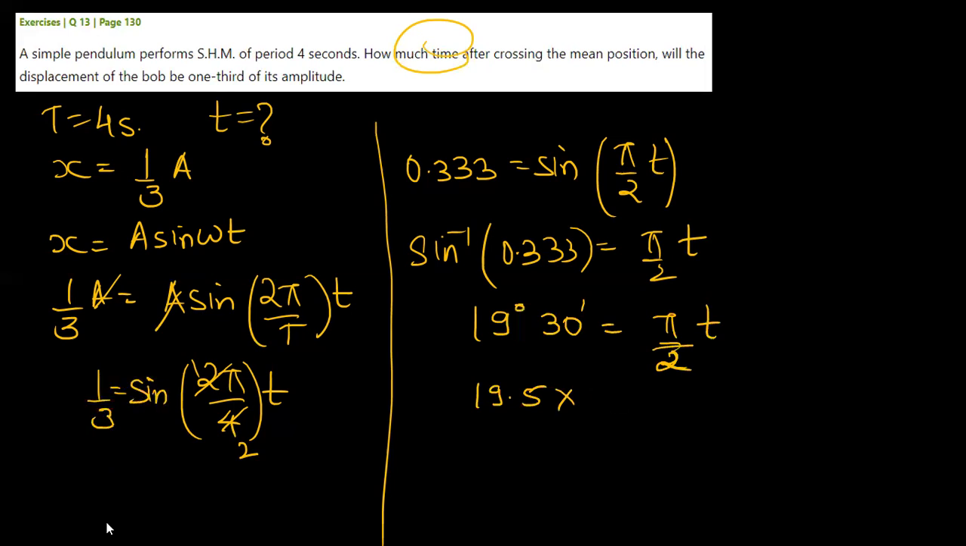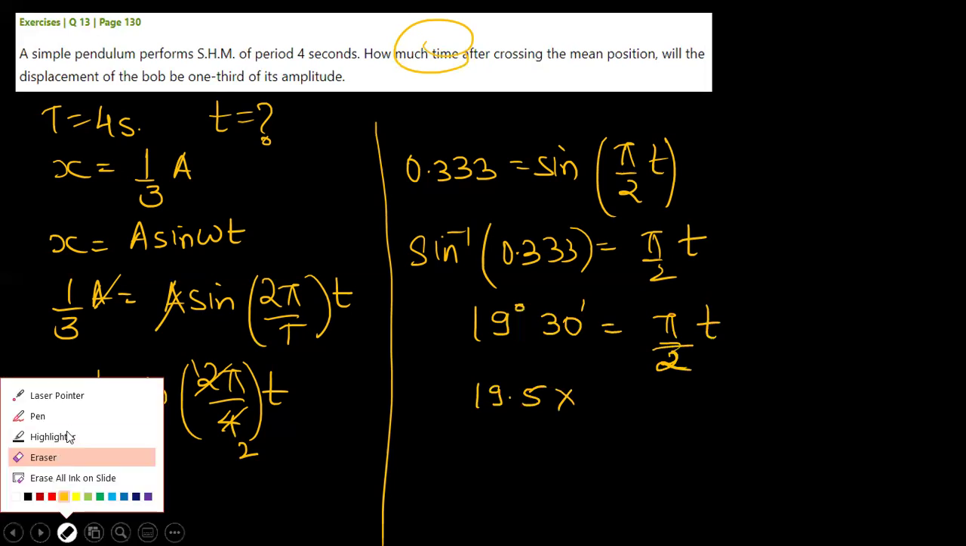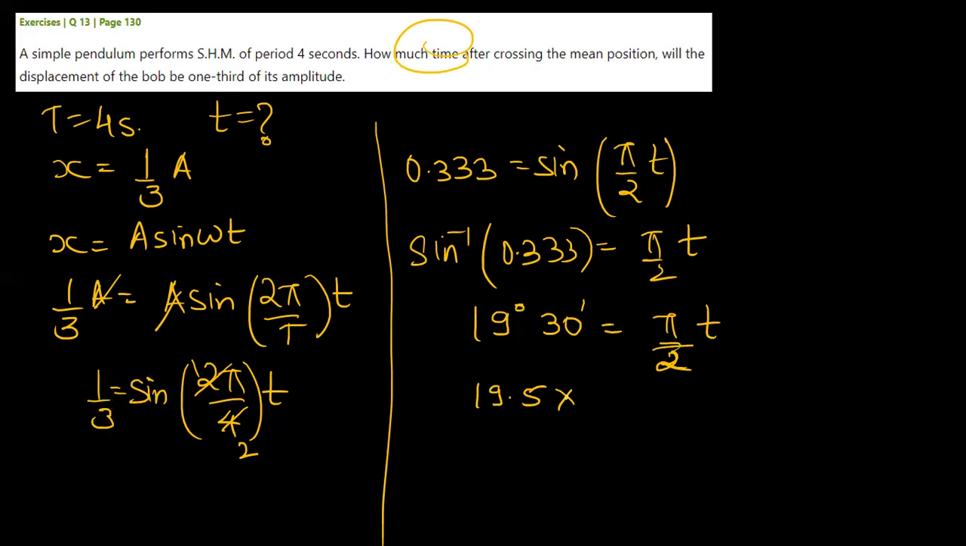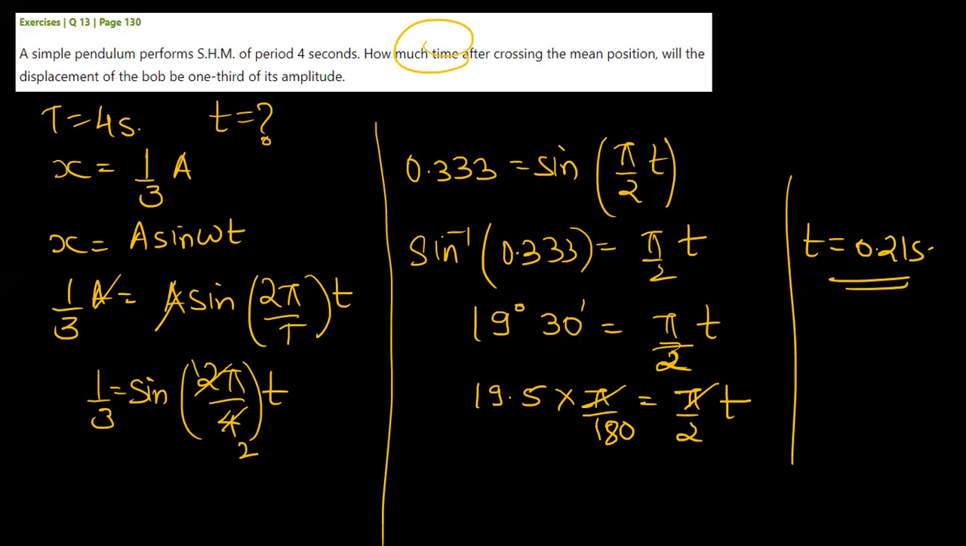19 degree 30 minutes can be written as 19.5. When you convert it to radian, this will be pi by 180 equal to pi by 2t. So pi gets cancelled. Just solve this equation and you get the answer for t, which is nearly 0.21 seconds. And that will be your answer.